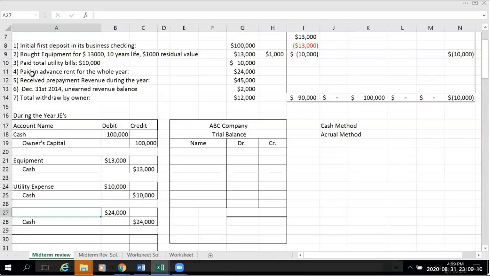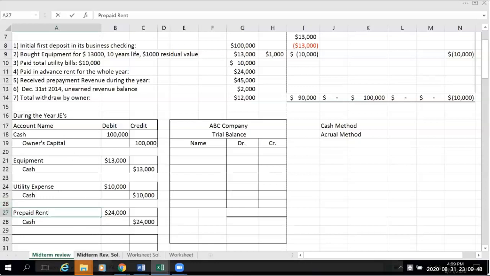Okay, what name? Why did I pay this? Paid in advance rent. Okay, so I call it what? Do I call it rent expense? No, because this is the accrual method of accounting. So under the accrual method of accounting, I only recognize expense when I get benefit out of it and I have the obligation to pay for it. But here I didn't get any benefit yet, so it will be an asset, prepaid rent. That's what it is.